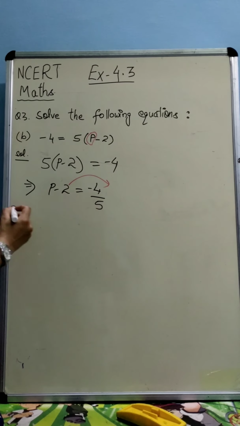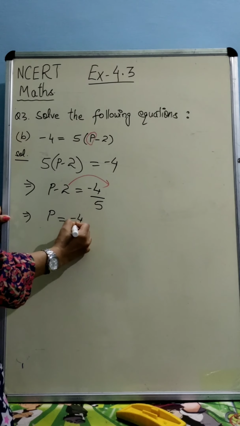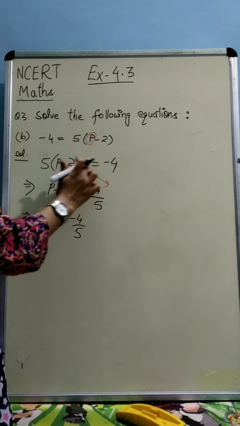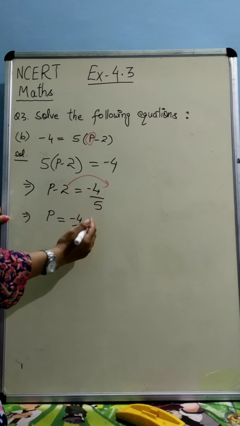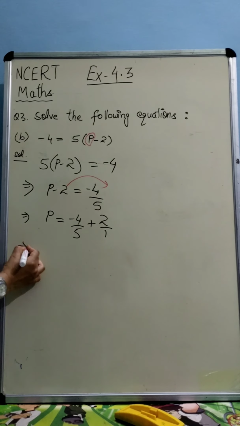Plus 2. So we will have P is equal to minus 4 by 5 and then this will be transposed to the RHS, it will become plus 2, and 2 means 2 upon 1. So this implies P is equal to.